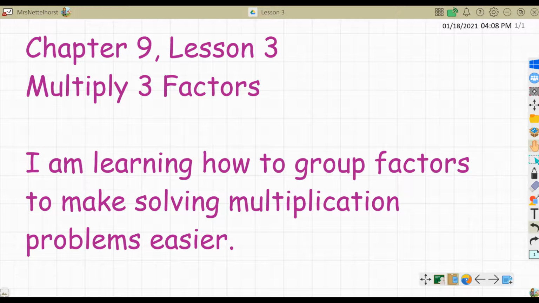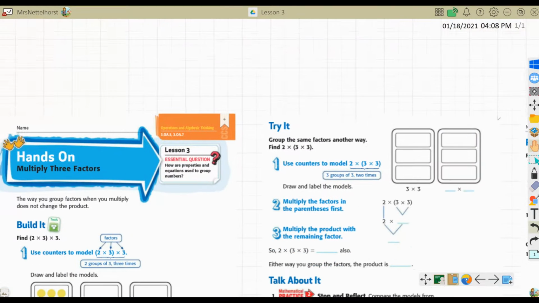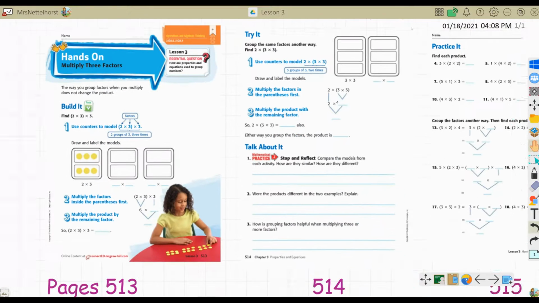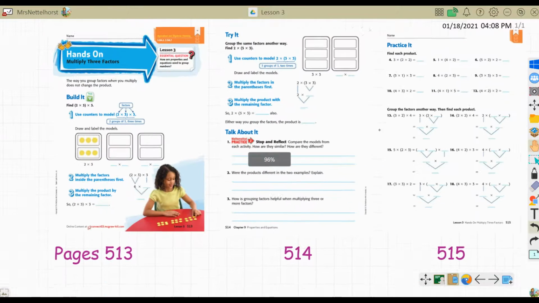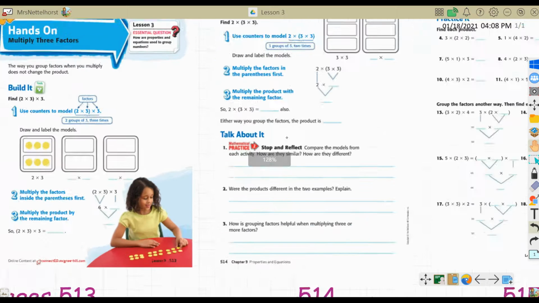Our learning intention is: I'm learning how to group factors to make solving multiplication problems easier. So let's take a look at what pages we're going to be doing today. We will be working on pages, let me shrink this down so you can see it all in one screen, pages 513, 514, and 515. Let's get started.